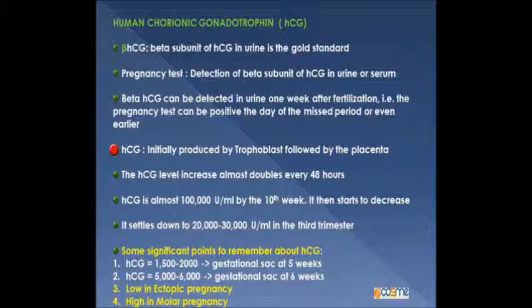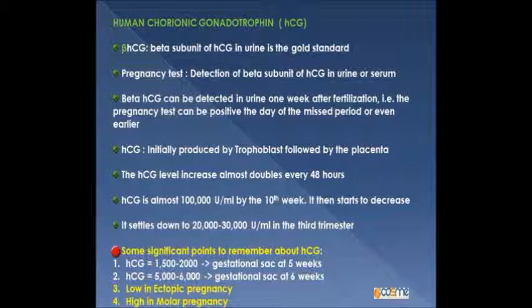HCG is initially produced by trophoblasts, followed by the placenta. The HCG level almost doubles every 48 hours. HCG is almost 100,000 units per ml by the 10th week. It then starts to decrease. It settles down to 20,000 to 30,000 units per ml in the third trimester.